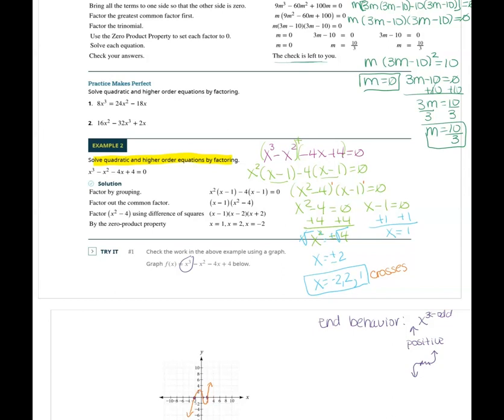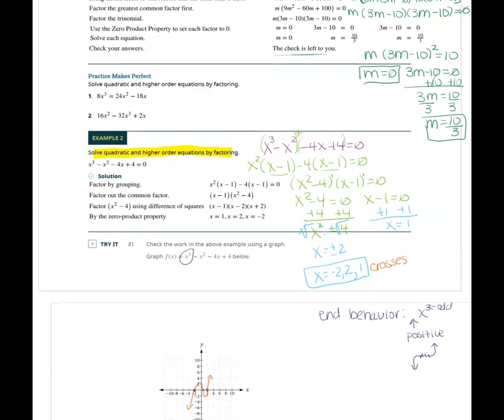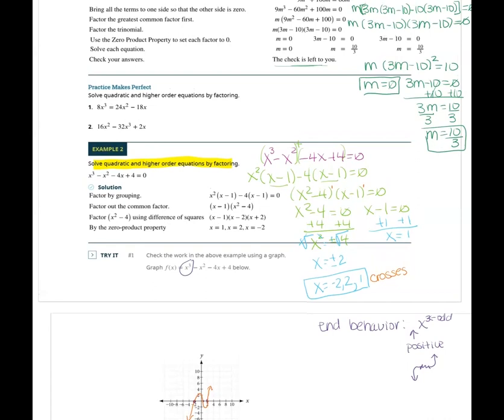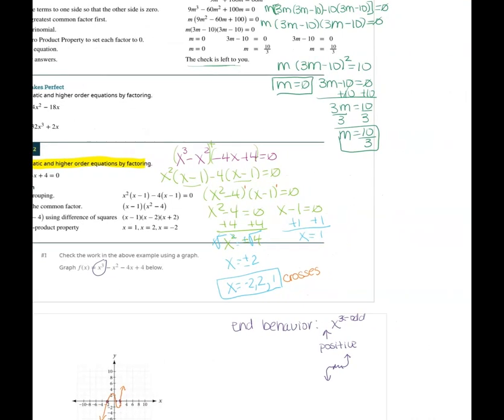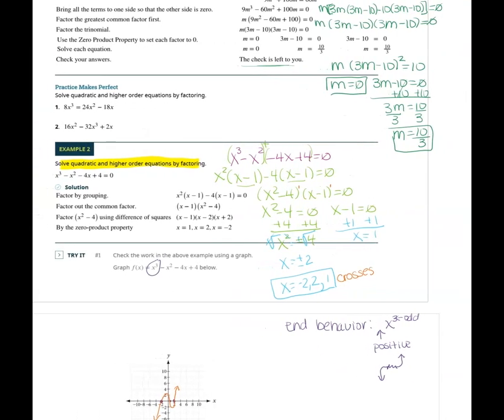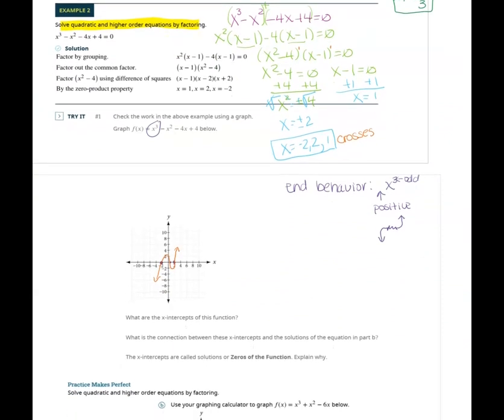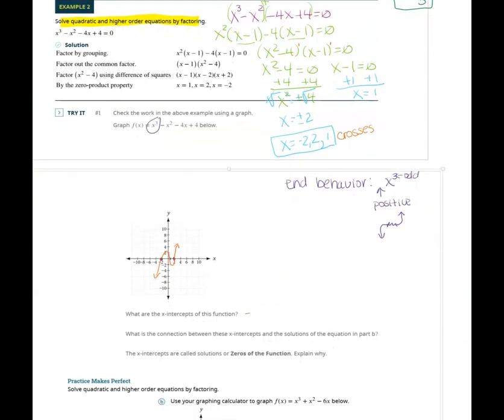Alright, I think I'm going to leave the rest of them for you guys. It asks what are the intercepts. Well, our intercepts would be our x's, right? So it would be, ooh, my goodness, that was a crazy jump. Move up some. Our intercepts would be, well, negative 2, 1, and 2.